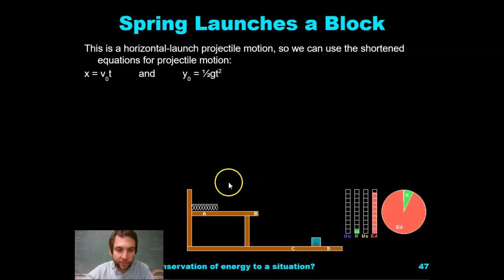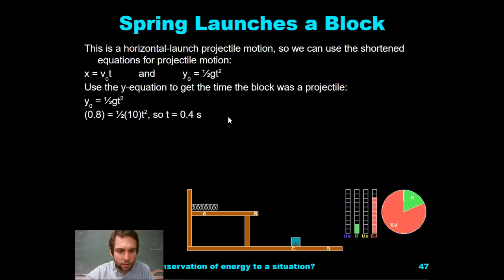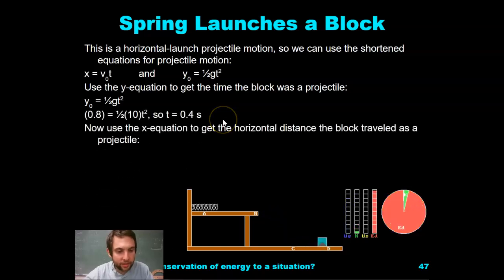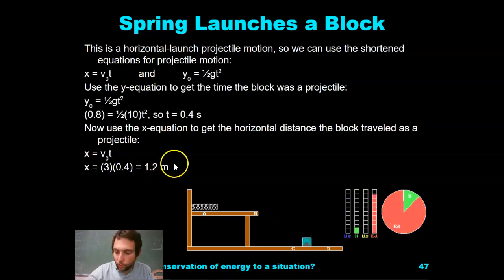The initial velocity is 3 meters per second, so in the x direction it's 3 meters per second. We get t equals 0.4 seconds. Using the x equation to get the horizontal distance, we get 3 meters per second, that was the initial velocity, times 0.4 seconds equals 1.2 meters. That is where it's going to hit the ground.